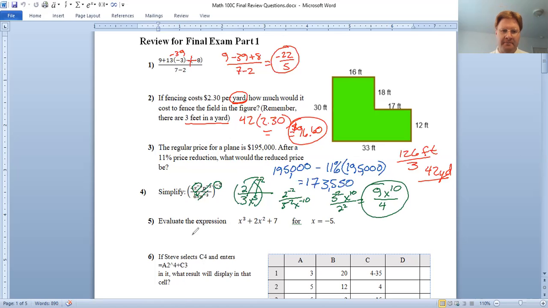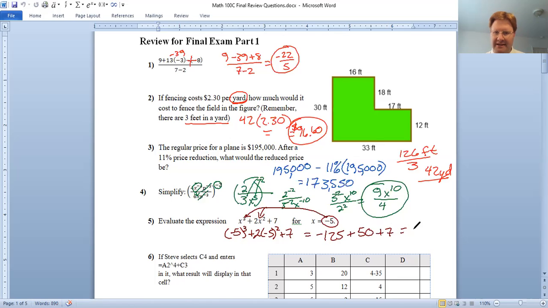Number 5, evaluate the expression x cubed plus 2x squared plus 7 for x equals negative 5. So we're going to take this negative 5 and stick it into the x's, and we get negative 5 cubed plus 2 times the negative 5 squared plus 7. That's going to equal negative 125 plus 2 times a positive 25, so that's plus 50, plus 7. And we stick that into the calculator or by hand, and we get a negative 68.